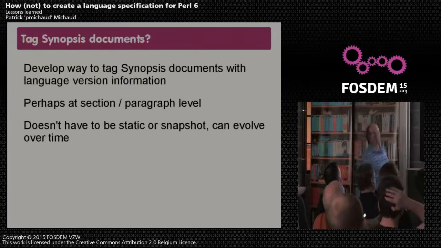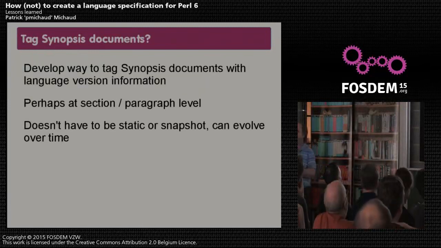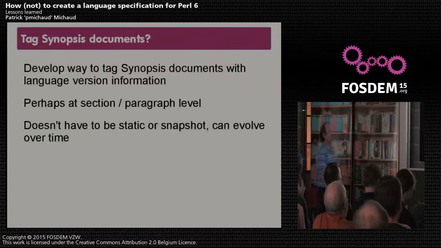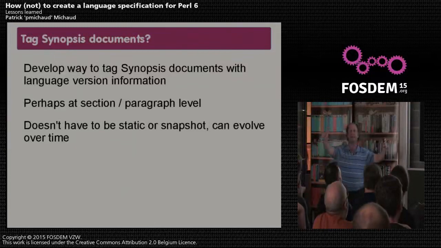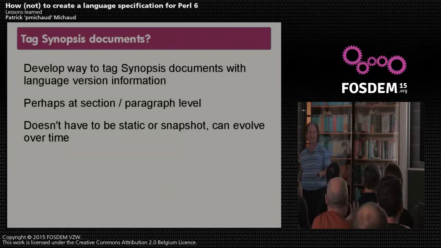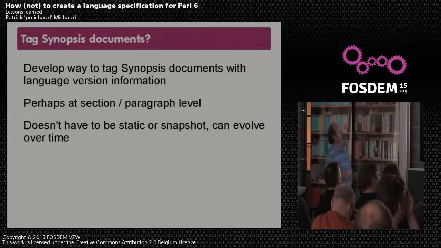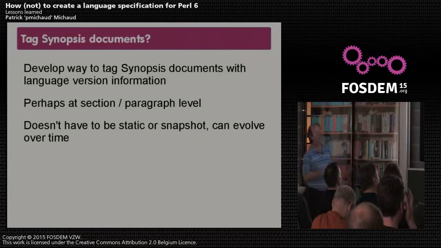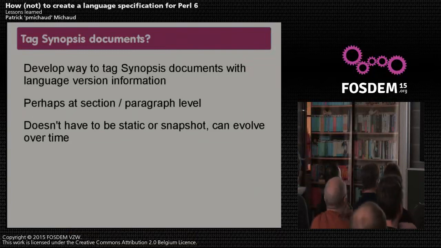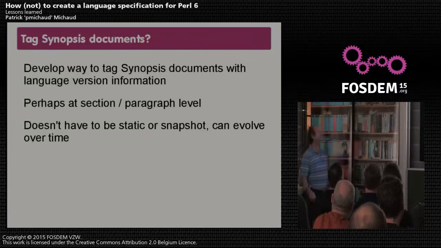And then what started me down this path was several years ago, when the synopses were largely considered to be the spec, people were asking, can we get just a version of the synopses that has only the parts that work now, as opposed to what might work in the future? Because if you're reading those documents and you say, hey, here's a cool feature, and you try it in Rakudo, and Rakudo comes back and says it's not yet implemented, well, that's kind of annoying. So I would like to find a way to tag the synopses documents with language version information. And the idea I had was doing it at the paragraph level a couple of years ago. And I wanted to write a proof of concept tool. I just never got around to it.